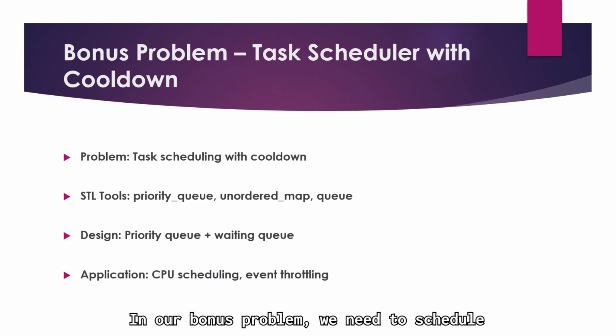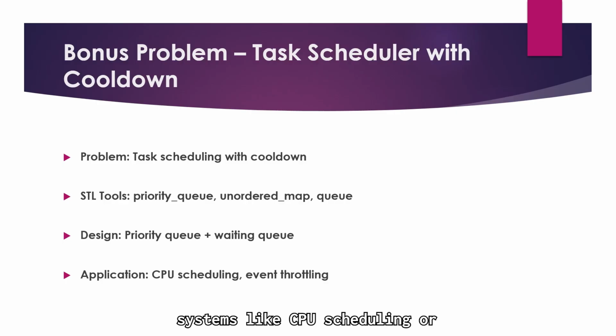In our bonus problem, we need to schedule tasks while respecting a cooldown period between executions of the same task. This problem is common in task scheduling systems like CPU scheduling or event-driven applications where tasks must be spaced out to avoid overload. We can solve this problem using a priority queue to select the next task to execute and an unordered map to keep track of the remaining cooldown time for each task. This approach ensures we handle tasks in the optimal order while respecting the cooldown requirements.